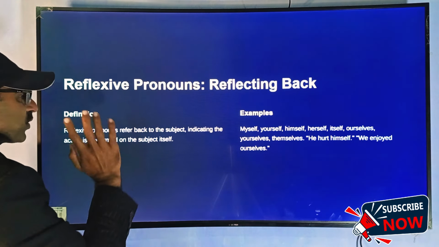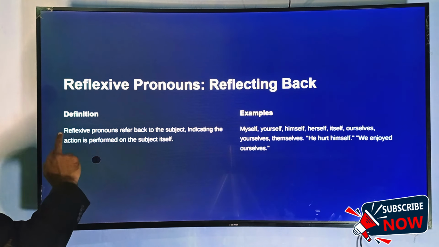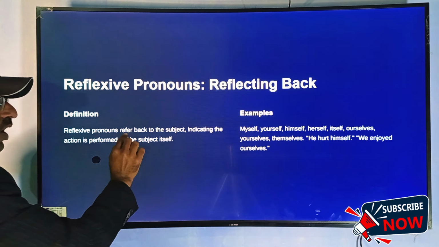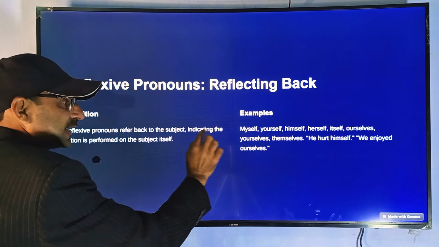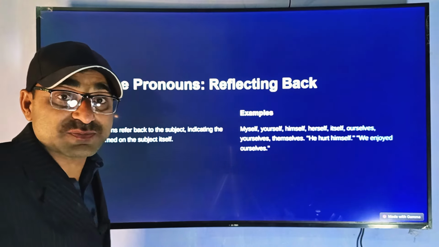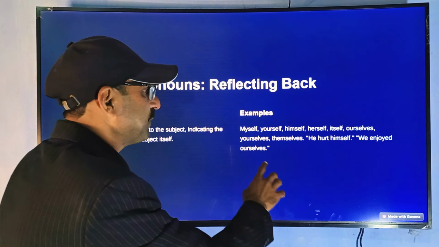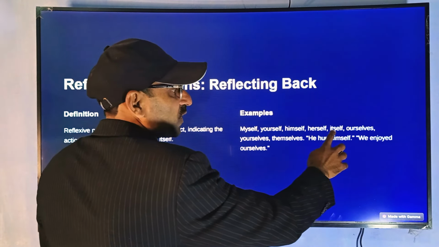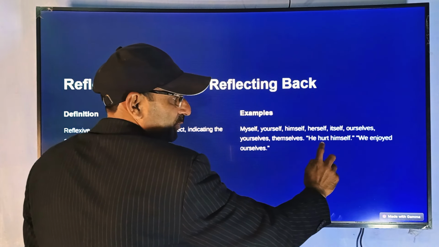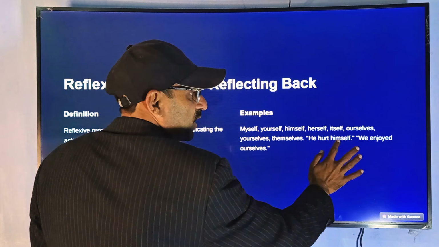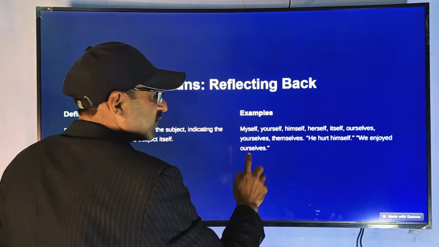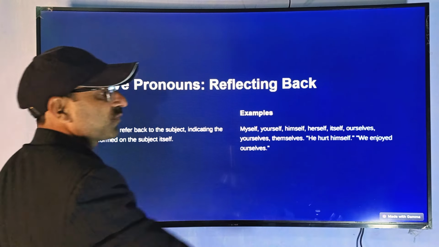Reflexive pronoun, referring or reflecting back. The definition is that reflexive pronouns refer back to the subject, indicating the action is performed on the subject itself. For example: myself, yourself, himself, herself, itself, ourselves, yourselves, themselves. For example, he hurt himself. Himself is reflecting back to he. We enjoyed ourselves. Ourselves is reflecting back to we.